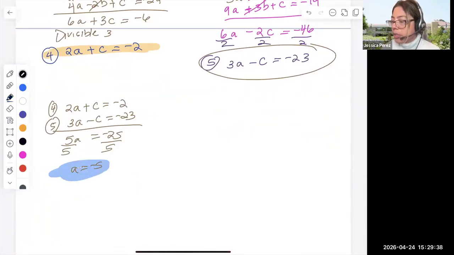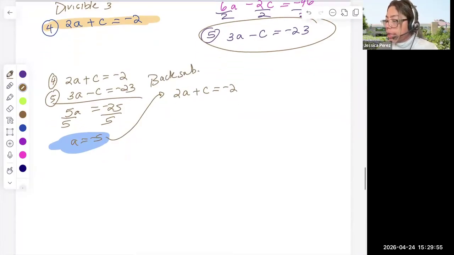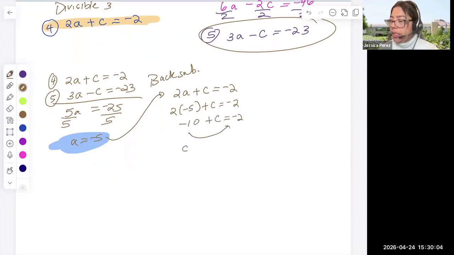Now I can back substitute into either equation 4 or 5 to solve for c. So that's what I'm going to do. So it's 2a plus c equal negative 2. That means I'm back substituting because I'm solving my system of equations here. So then I get 2 times negative 5 plus c equal negative 2. I get negative 10 plus c equal negative 2. Notice here, this is all pure computation. So c equals 8. So now I have a and I have c.